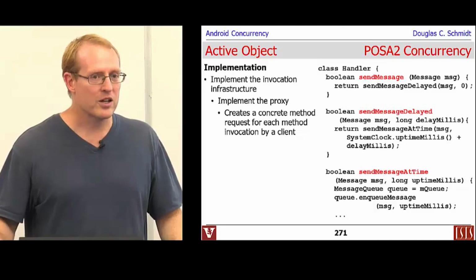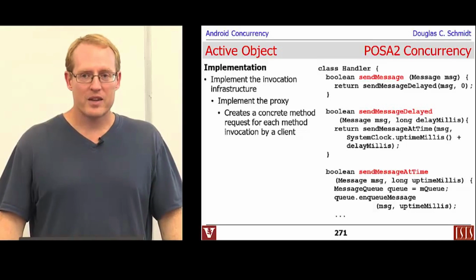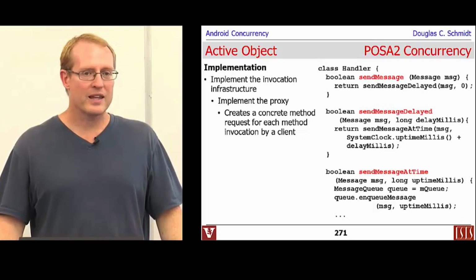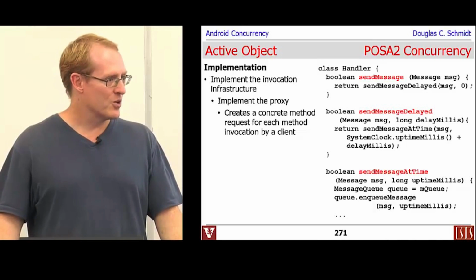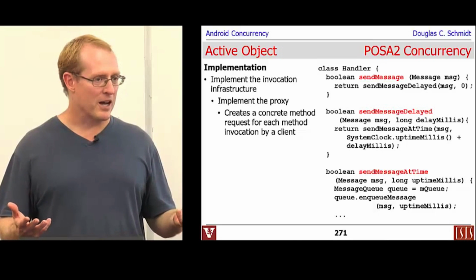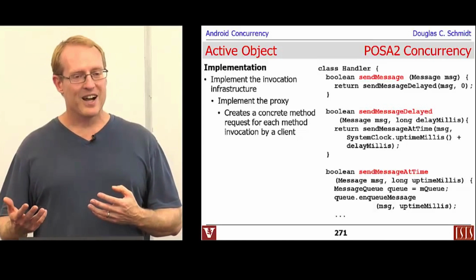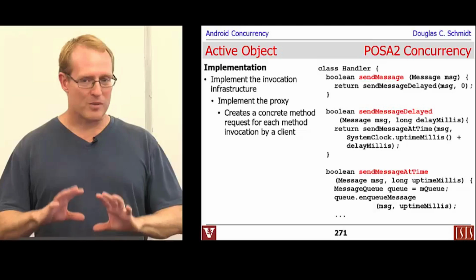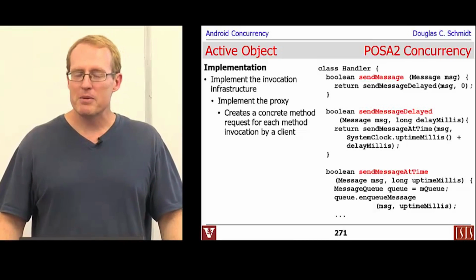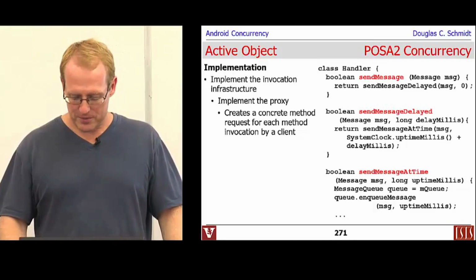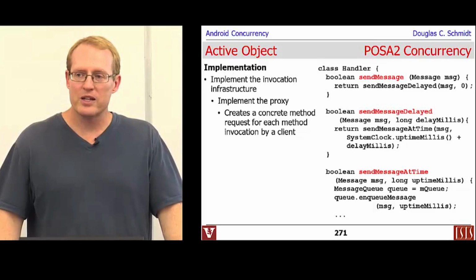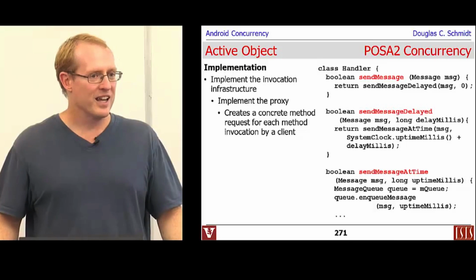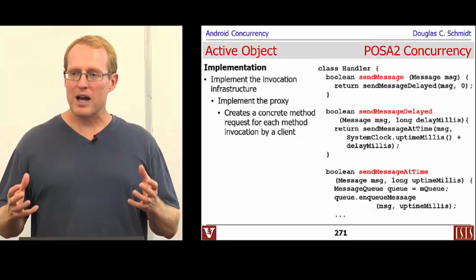When we talk later in the course about the Android binder framework and the Android interface definition language, AIDL, you'll see how you can implement the full-blown active object pattern as a variant of the so-called broker pattern. And we'll talk about all that stuff probably maybe starting next week, maybe starting the week after. Okay, so the first thing you need to do from an implementation point of view is implement the invocation infrastructure. Now keep in mind what we're trying to do here.